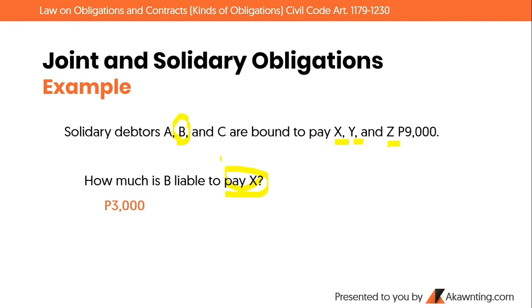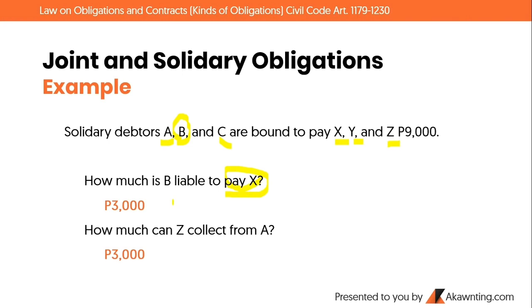So, all in all, si B, 9,000 lahat ang binayaran niya, okay? Which is tama lang kasi under solidary debtors, di ba? Obliged kang bayaran lahat. Okay? So what if nabayaran lahat ni B yung utang, di ba? Yung buong 9,000. So 9,000 ang naging outflow niya. This time, magkakaroon siya ng right to demand reimbursement from A and C. Okay? So, magpapa-reimburse siya.